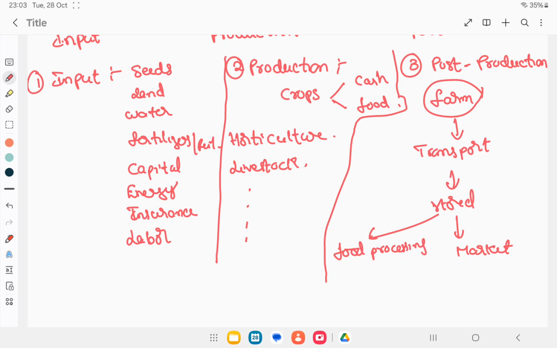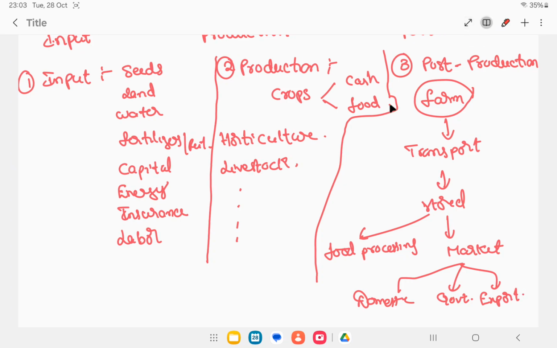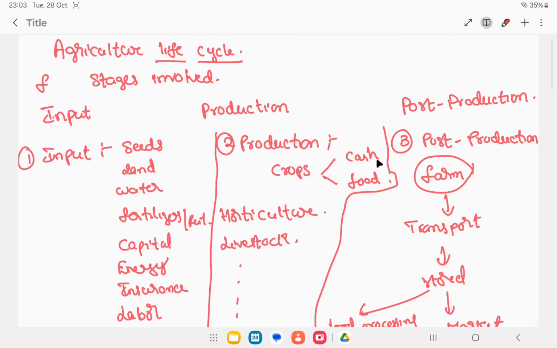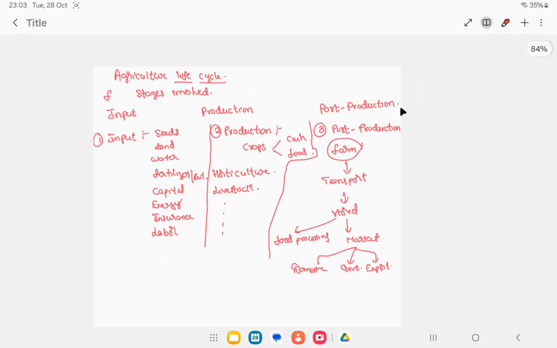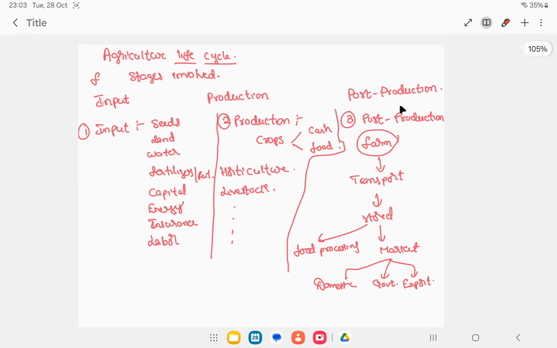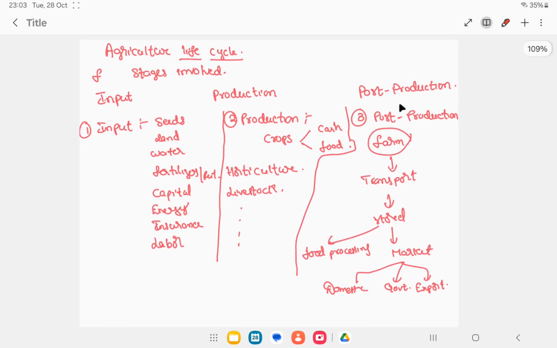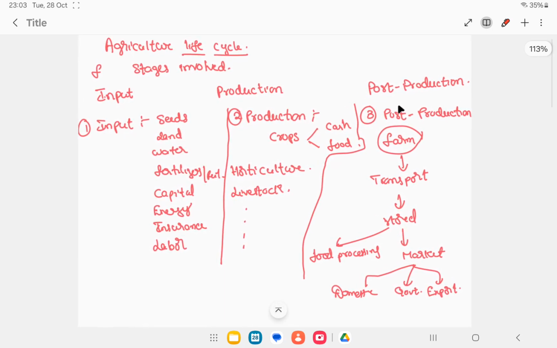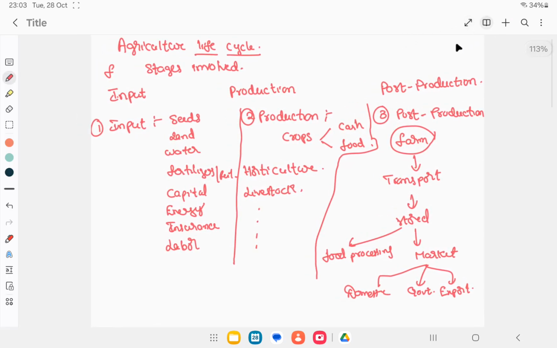And you have different kinds of markets. You have the domestic market, or you will sell it to the government, or you will export your produce. So basically this is the broad thinking pattern involved in agriculture. This is all about broadly the steps involved in agriculture.